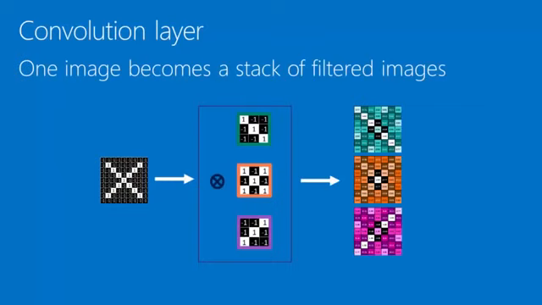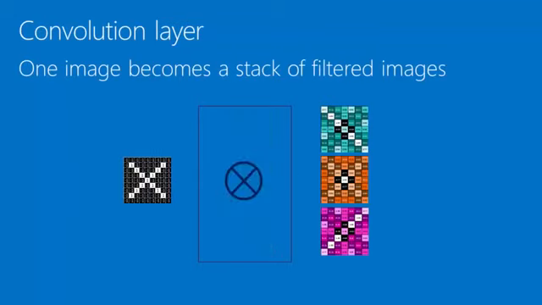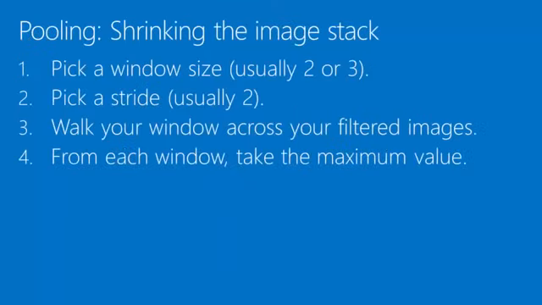This act of convolving an image with a bunch of filters, a bunch of features, and creating a stack of filtered images is what we'll call a convolution layer. A layer because it's an operation that we can stack with others, as we'll show in a minute. In convolution, one image becomes a stack of filtered images. We get as many filtered images out as we have filters. So, the convolution layer is one trick that we have.